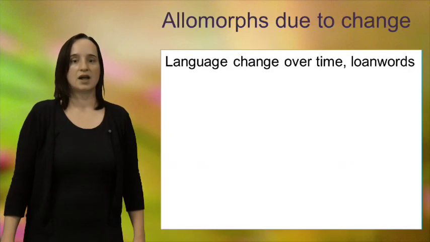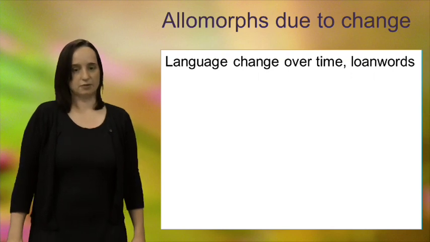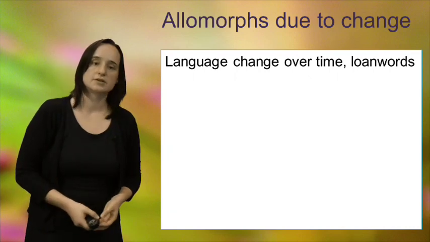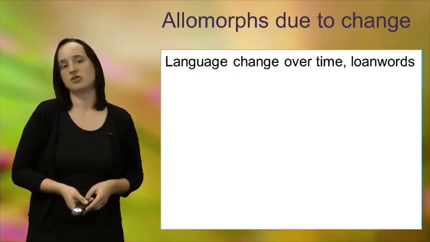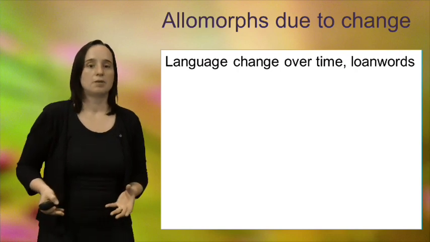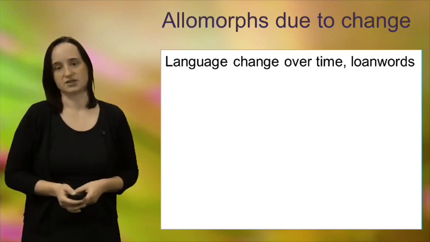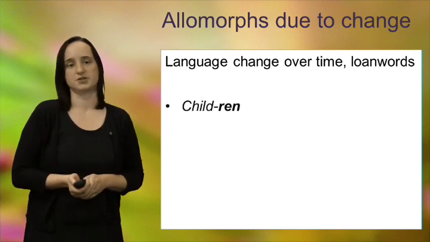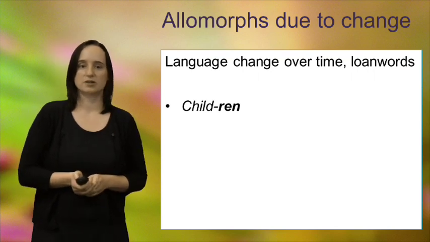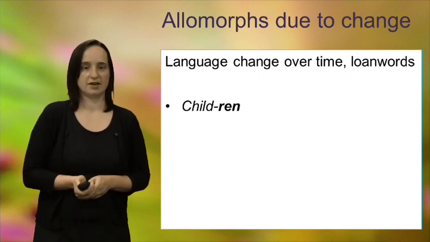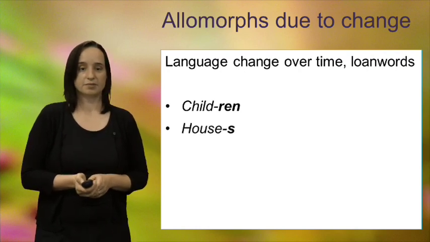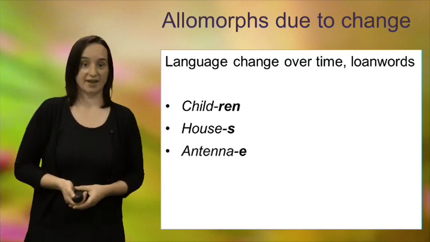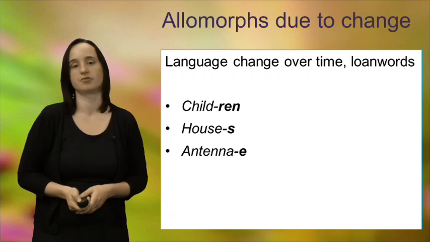And there are yet other allomorphs that have nothing to do with the phonological environment, but rather have something to do with language change. Now, language changes over time, sounds develop, but we also borrow words from other languages into English. And we have some allomorphy that is due to this type of change. So children, the plural of child, ends in ren. The plural of house ends in an s. And, well, antenna is antennae. That's yet a totally different form of the plural.